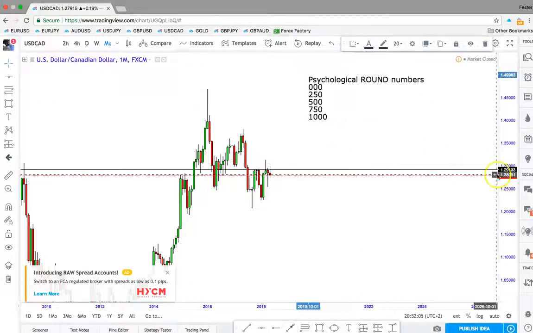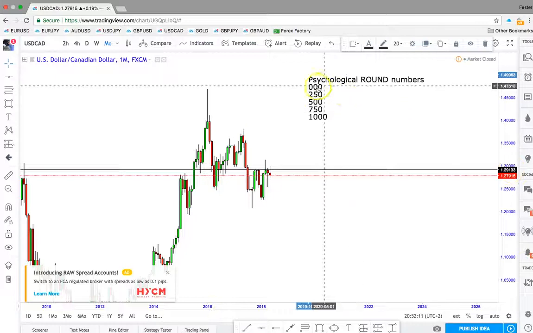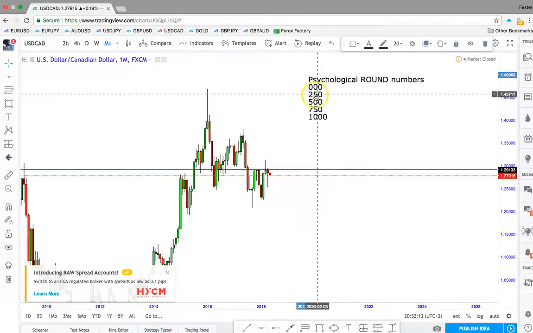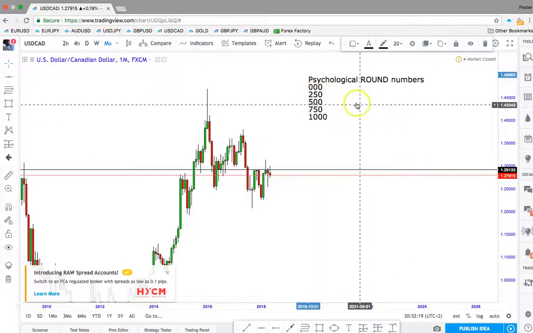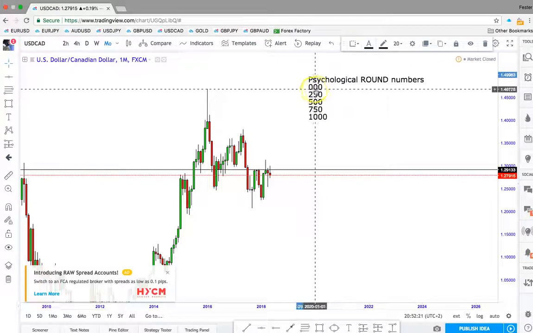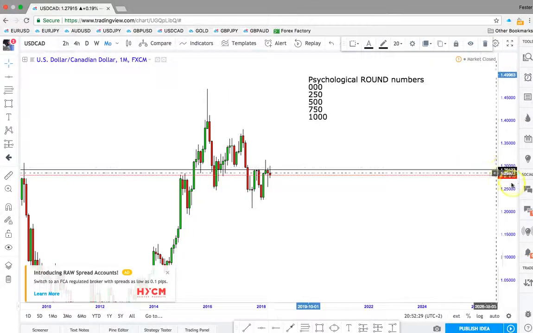if you look at this 1.29133 and you take the last three numbers and round it off to the nearest psychological number, you would round it off to 1.29250, because 250 is closer than 000. It's like so close, either way, because 133 can literally go both ways.